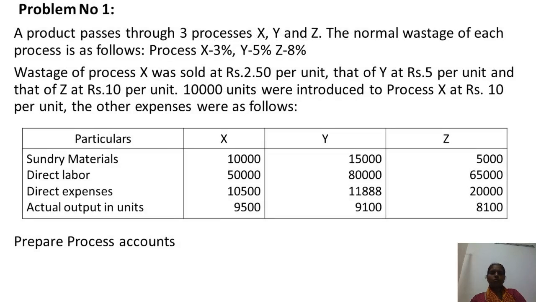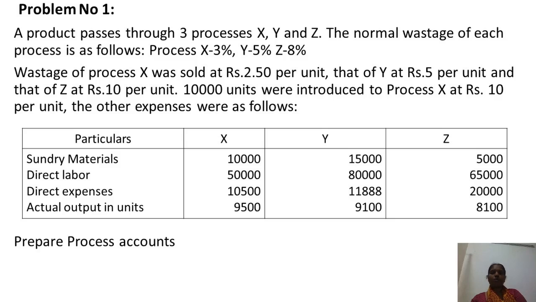A product is processed through three processes X, Y and Z. The normal wastage of each process is as follows: process X is 3%, Y is 5% and Z is 8%. Wastage of process X was sold at rupees 2.5 per unit, that of Y at rupees 5 per unit, and that of Z at rupees 10 per unit. 10,000 units were introduced to process X at rupees 10 per unit, and the other expenses were as follows.